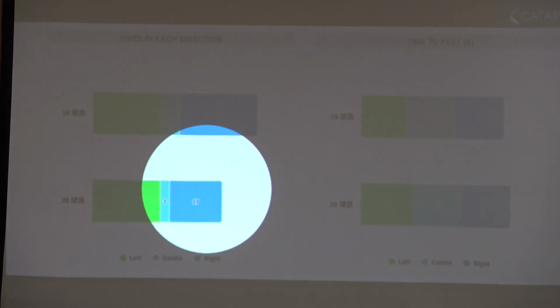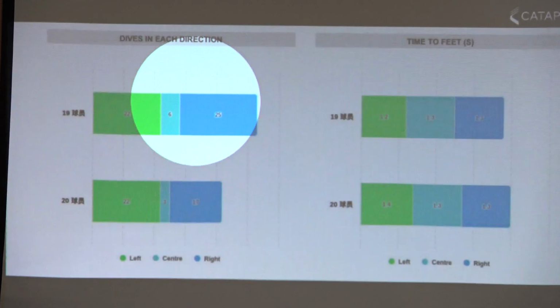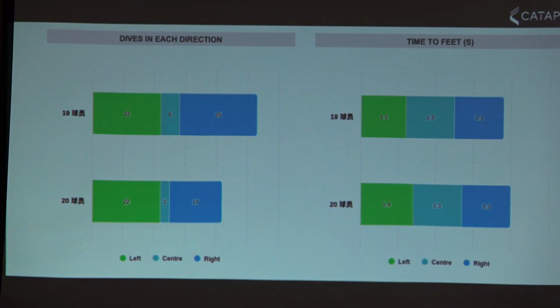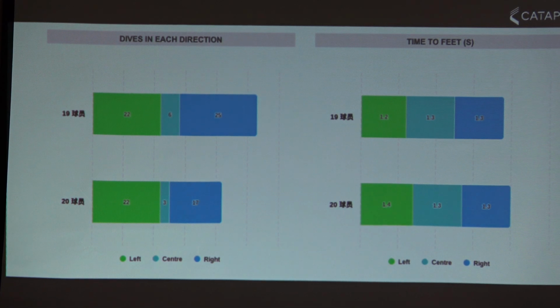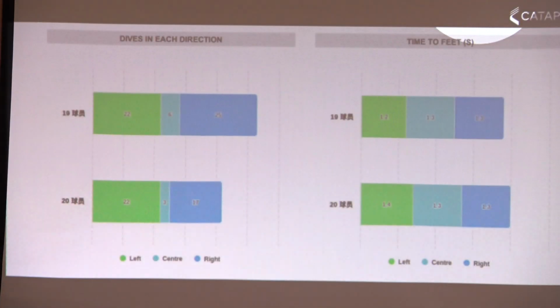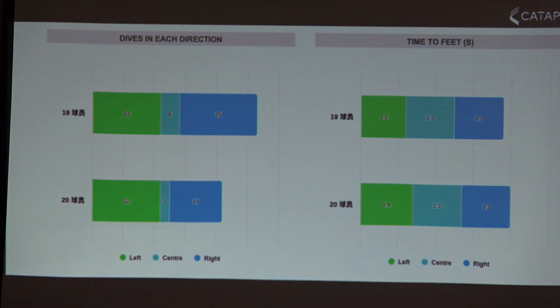So here you can see how many dives they have done to each direction, and in the center is diving center. And on the right is time to feet. So how quickly they can get back after a dive.